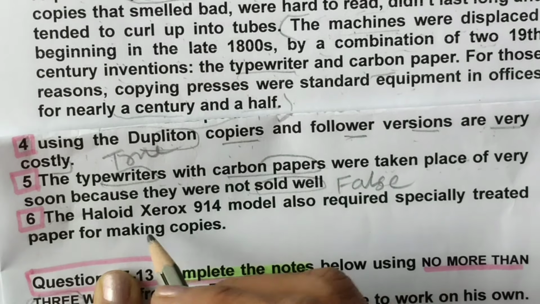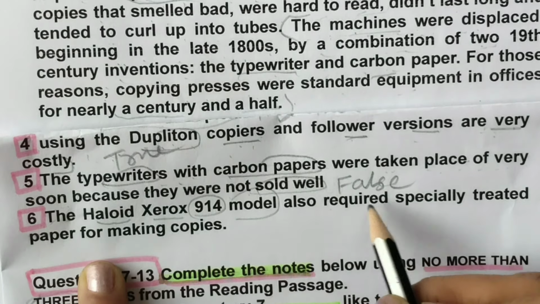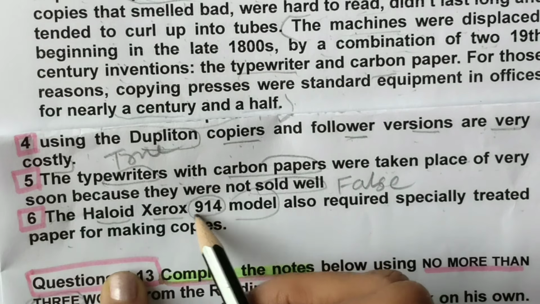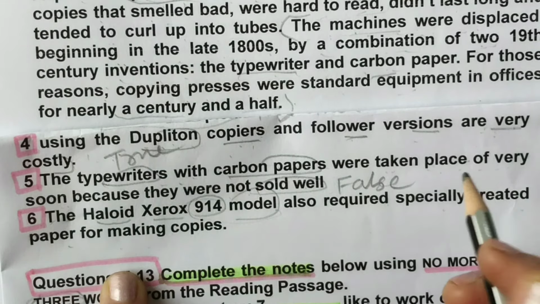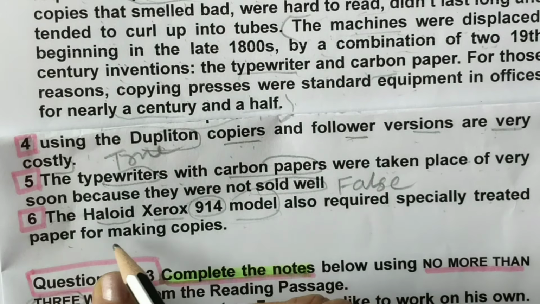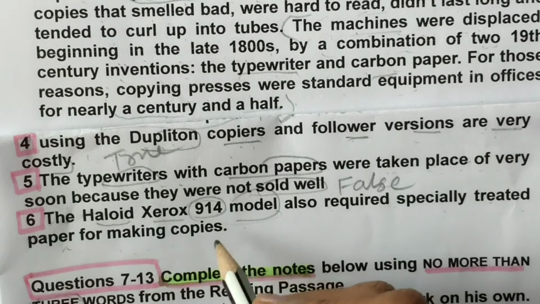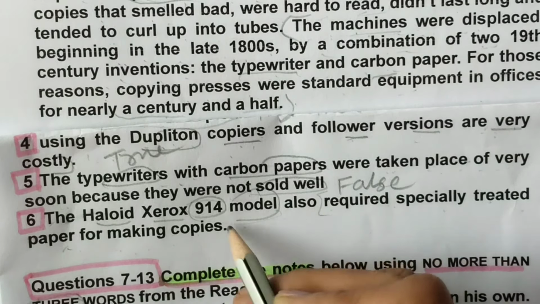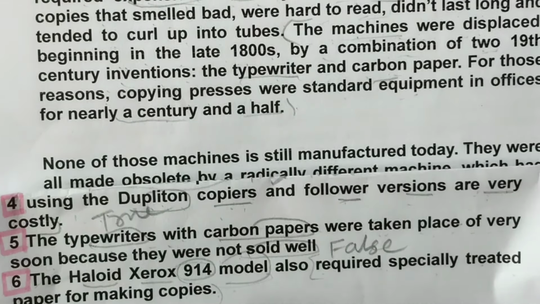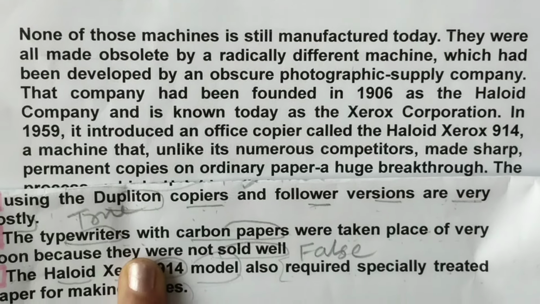Now the sixth number question: the Haloid Xerox 914 model also required specially treated paper for making copies. If this 914 model required specially treated paper for making copies, then it will be true. If some other paper, normal paper, is required for making copies, then it will be false. And if they are not talking about what is required for making copies, then not given. When you do the question, make sure you decide the conditions, in what conditions it is going to be true, false, not given.